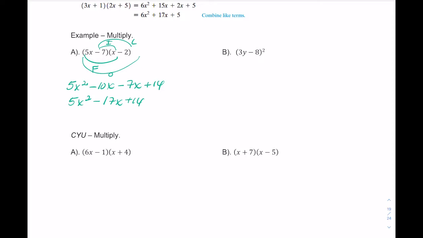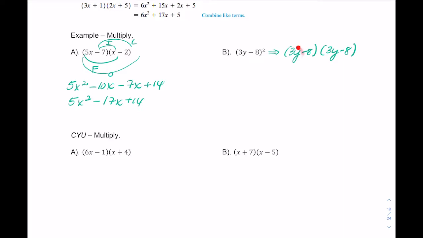For letter B, I have a binomial squared, which remember actually means 3y minus 8 times 3y minus 8. A common mistake is to square the 3y and square the 8 and then write your answer, but that's incorrect. So make sure you write it out twice and then FOIL.